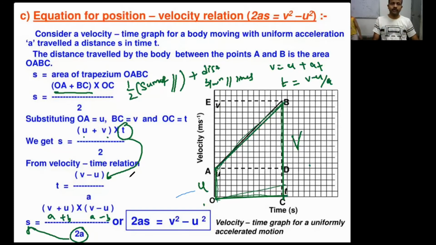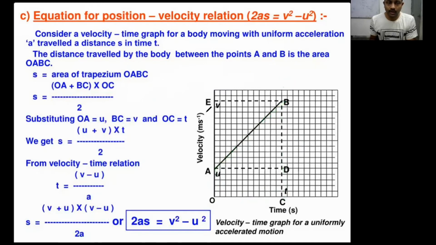So this will give you (u plus v) into t by 2. Here t is (v minus u) by a, right? When you substitute this, you will get (u plus v) into (v minus u) by 2a. So (a plus b) into (a minus b), what will you get here? v square minus u square by 2a. When you take it to this side, it becomes into 2a. So this is v square minus u square equal to 2as, the third equation.